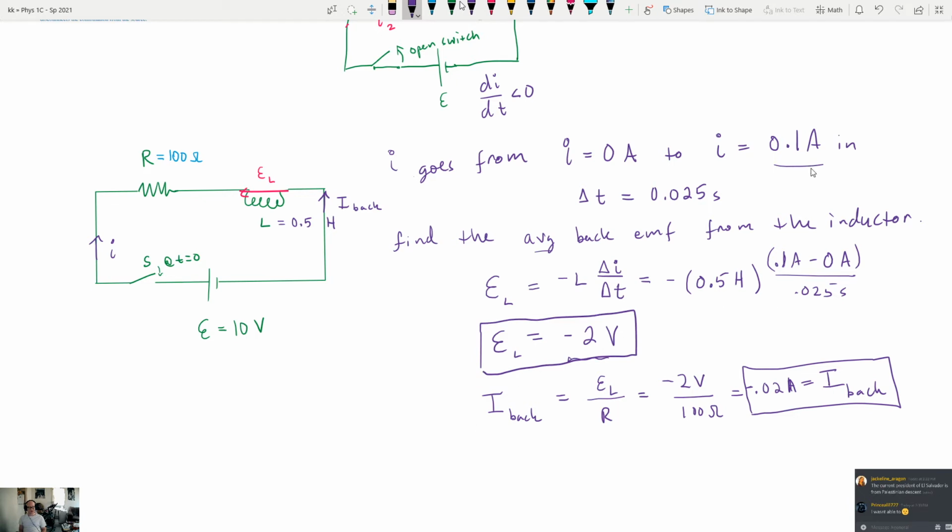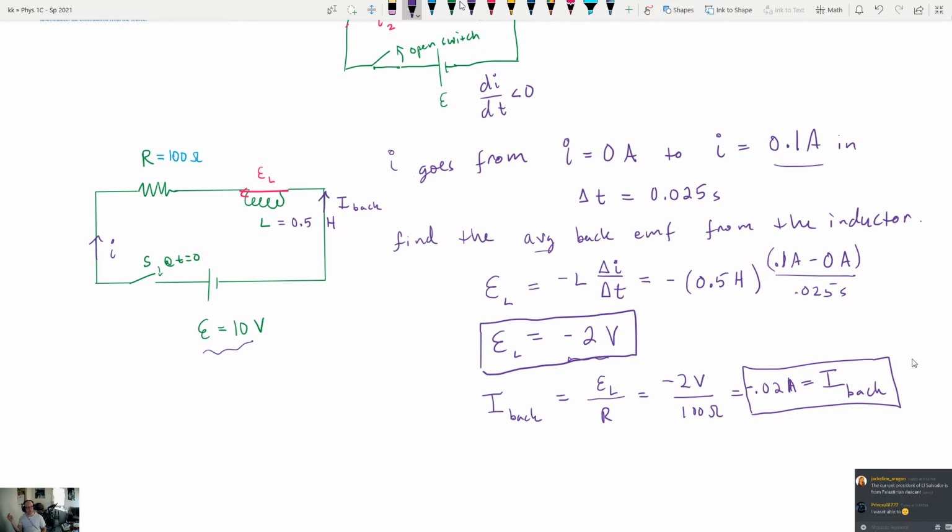So we can compare some things here. You notice that the EMF is 10 volts, but the back EMF is only 2 volts. So that means that if you think about this, the average EMF that's being delivered over this period of time from the battery is only 8 volts. Does that make sense? 10 minus 2. And that's because this battery doesn't get to do its full job until this inductor is completely powered up. Once you get to maximum current in the circuit, the back EMF goes away. Does that make sense?